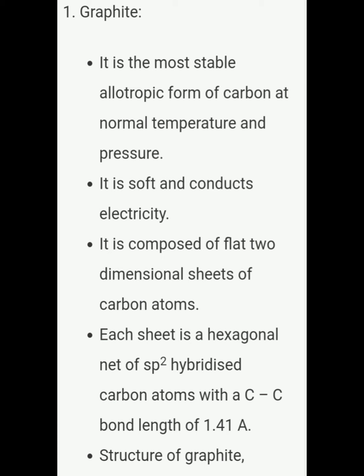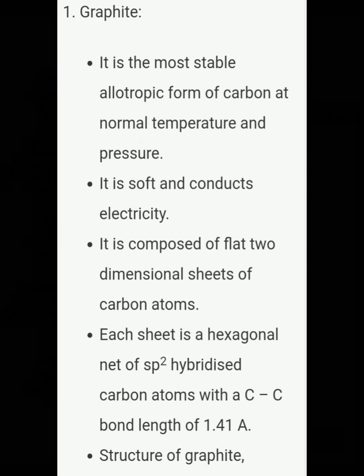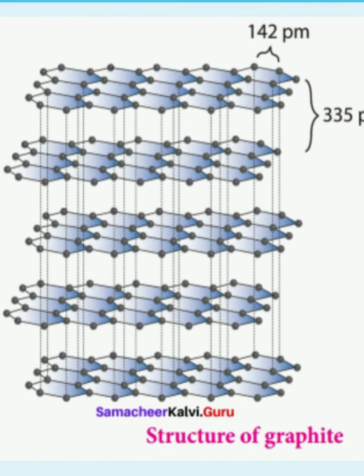So it is the most stable allotropic form, and it's soft and conducts electricity. It's a hexagonal sheet with sp2 hybridization, and it's a good conductor of electricity due to the free pi electrons. The layers are attached by weak van der Waals forces, and it is used as a lubricant. This is the structure of graphite.